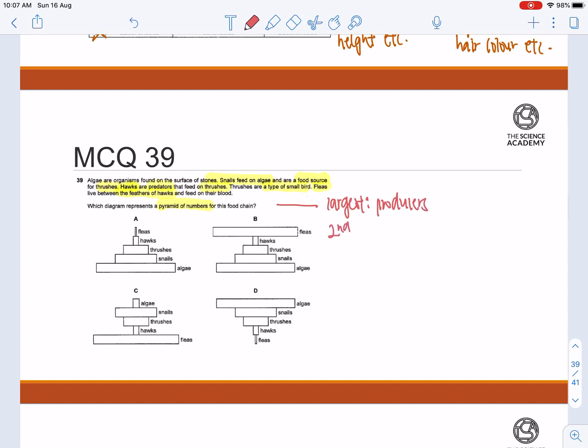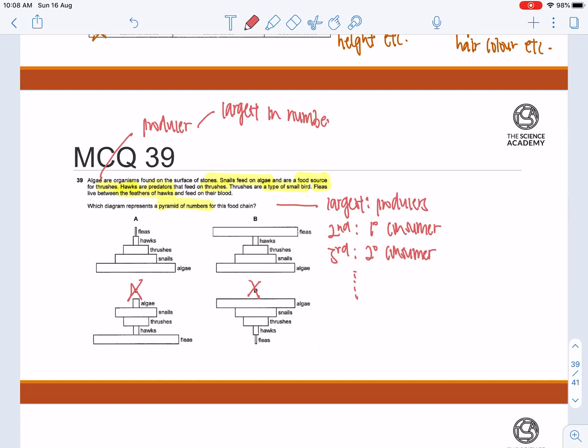The second will be the primary consumer, and the third will be the secondary consumer, and so on and so forth. Based on this, option D is definitely out. Option C is also definitely out because we can establish that algae is the producer, so it should be the largest in number. However, option C is extremely messy, so that's actually not correct.